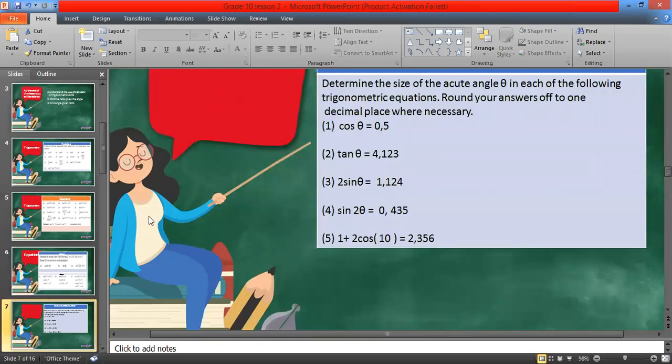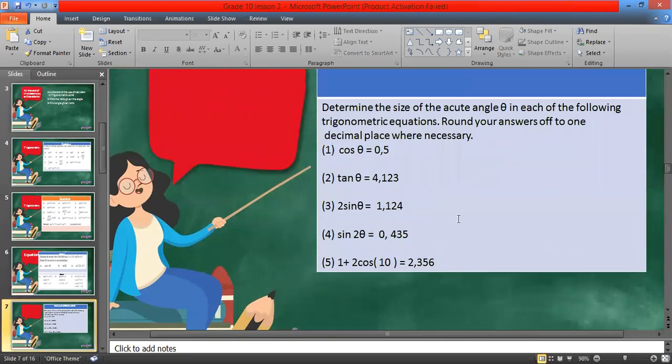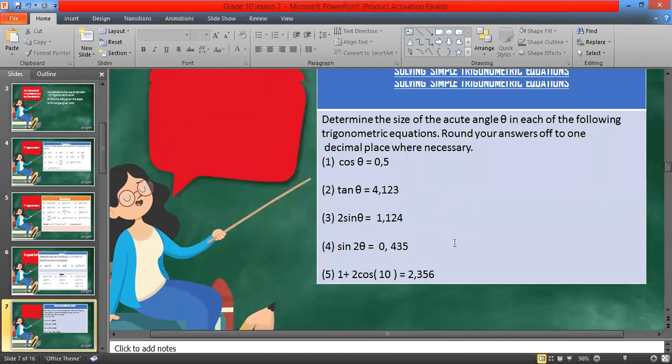All right. So on the next slide, we want to see now how to solve simple trigonometric equations. For example, determine the size of an acute angle theta in each of the following trigonometric ratios. We should find the angle theta now in a trigonometric equation of this nature. Round off your answer to one decimal place where necessary. So we have cos theta equals 0,5.